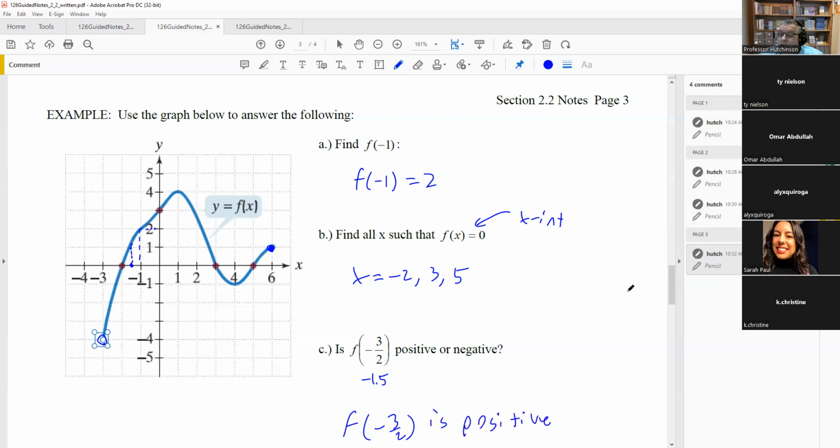Okay, it's not asking me for the exact value. I just want to know if it's positive or negative. So at negative 1.5, it's hitting the graph above the x-axis. That means that's how we know it is positive.